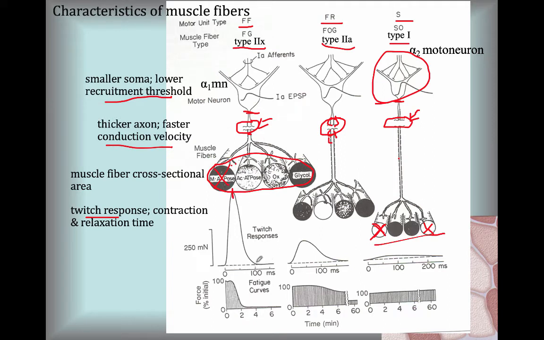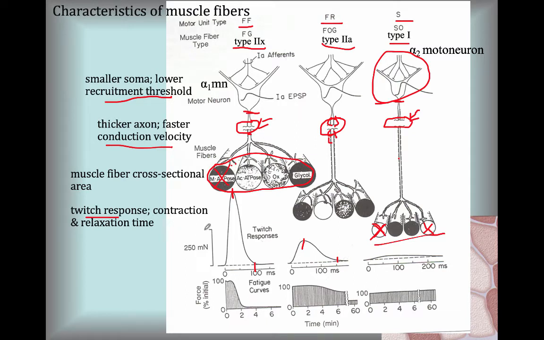And you can see that for the 2X, it's 100 milliseconds or less, roughly. And for the type 2A, it's roughly 150 milliseconds, a little bit longer than that. And then for the type 1, you can see that it's actually more than 200 milliseconds. And then also just notice here that contraction time is actually a little bit faster than relaxation time.